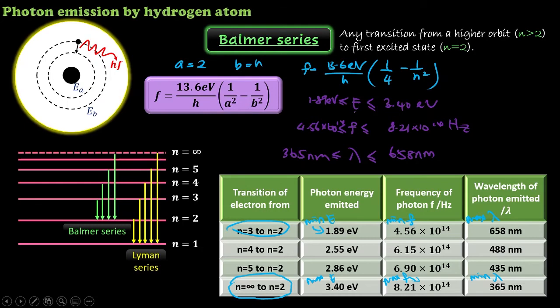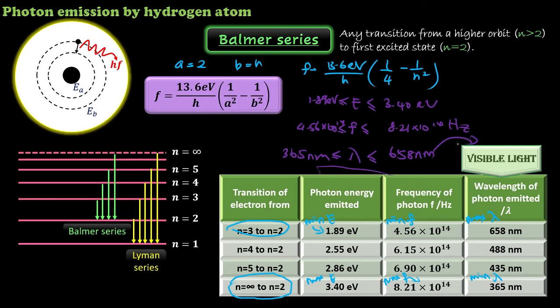If you refer back to your electromagnetic spectrum, you will notice that this lambda is actually the visible light of the electromagnetic spectrum. Okay, so this range is actually visible light. It means when electrons transit from a higher energy level to the first excited state, which we call the Balmer series, this Balmer series will produce visible light.